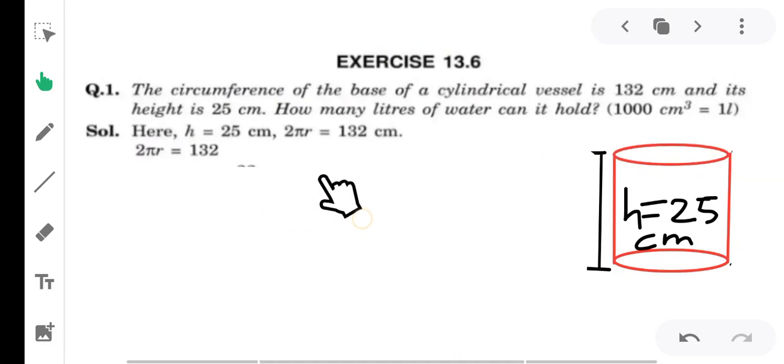First of all, we have to find the radius, right? Because the circumference of the circular base is given, but we do not have the radius. So first find the radius by the formula 2 pi r equal to 132. The formula you see here is 2 pi r is equal to 132. On the basis of this formula we can find the radius. So how can we find the radius? Let's do it, right?